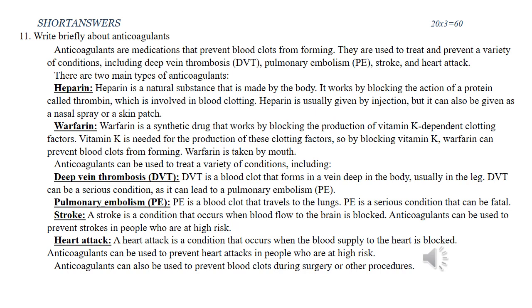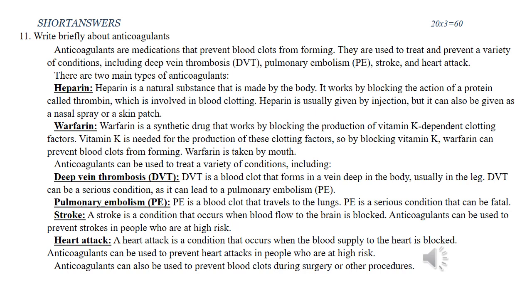Anticoagulants can be used to treat a variety of conditions, including deep vein thrombosis, DVT. DVT is a blood clot that forms in a vein deep in the body, usually in the leg. DVT can be a serious condition, as it can lead to a pulmonary embolism, PE. PE is a blood clot that travels to the lungs. PE is a serious condition that can be fatal.